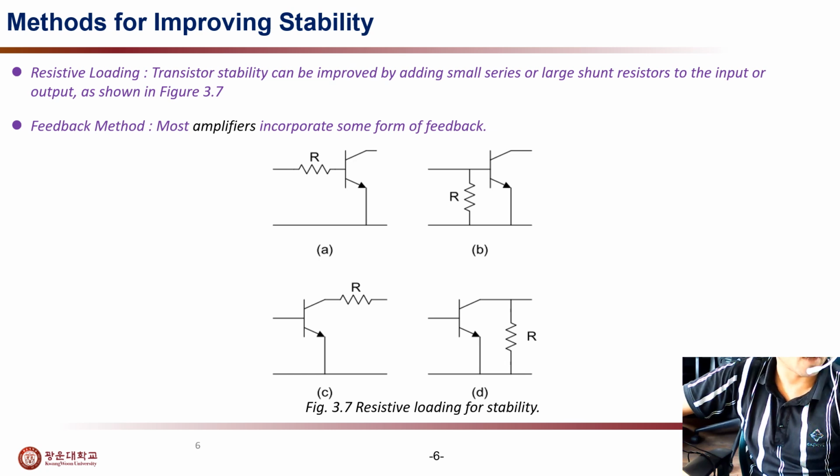In the feedback method, most amplifiers incorporate some form of feedback, and I will discuss the feedback method again in the next chapter. Right now we can see the resistive loading for stability in different configurations. From the figure we can clearly understand the resistive loading.